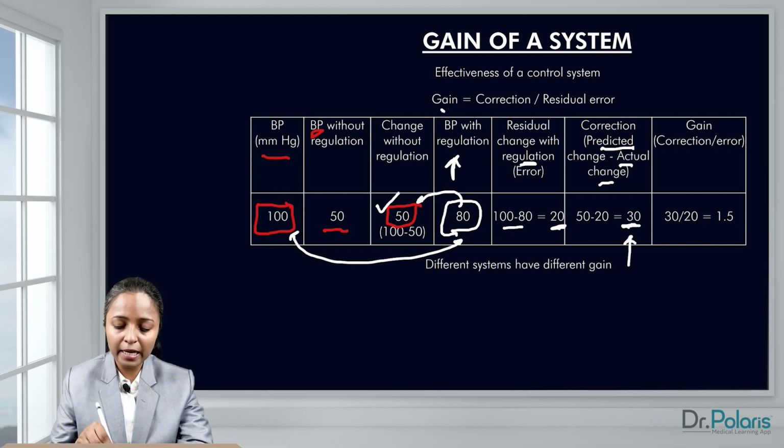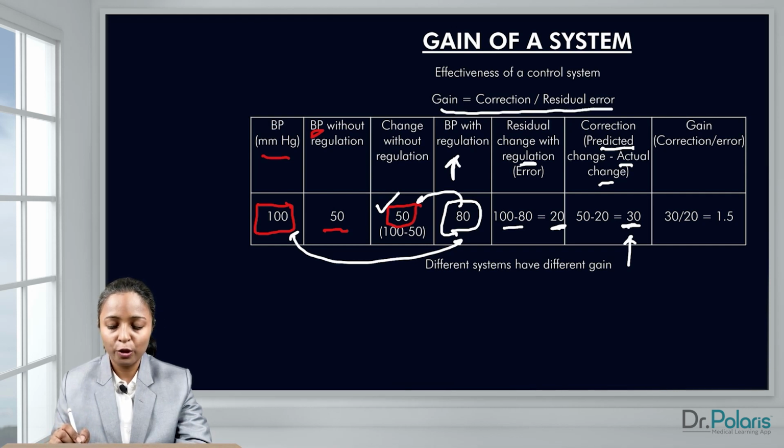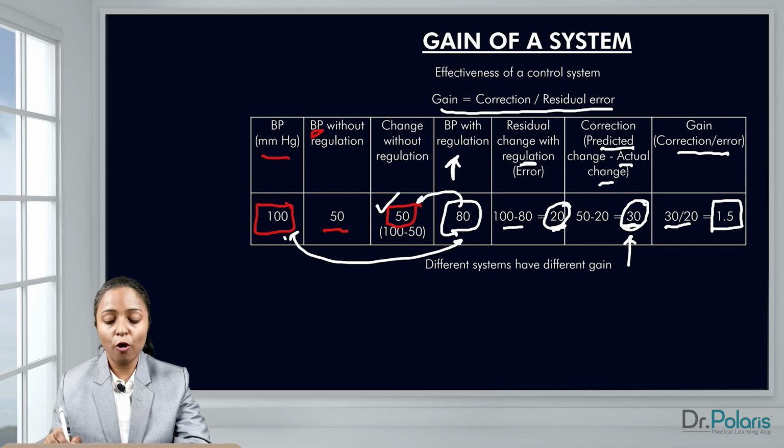Now, gain is defined as correction upon residual error. It has corrected 30 millimeter mercury, right? That is the correction, the predicted change minus the actual change. It has corrected 30 millimeter mercury, and still the error is 20 millimeter mercury, right? What could have been 50 is now 80. So that is a correction of 30 millimeter mercury, but the error from the baseline is still 20 millimeter mercury, right? So we have to divide the correction by the error, right? So 30 divided by 20 gives the gain of the feedback system, that is 1.5, right? So this gain is a measure of the efficiency of a system, and different systems have different gain.